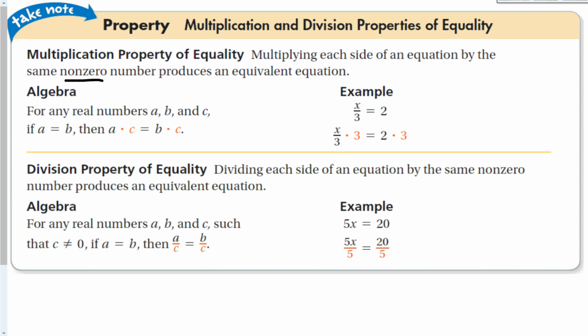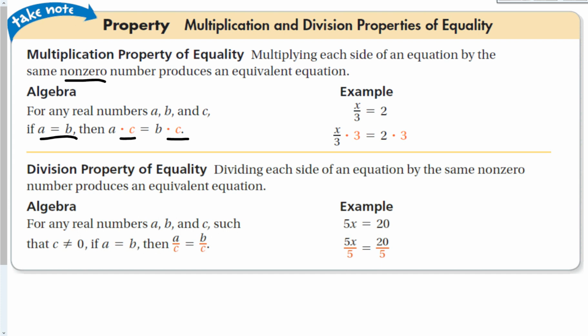This is important, non-zero, because if I multiply anything by 0, I'm just going to get 0. So that doesn't help me solve anything. Okay, so we're always going to be multiplying by non-zero numbers. And my property is the same. A is equal to B. If we multiply one side by c, we have to multiply the other side by c, with the expectation of getting something to cancel. Okay?